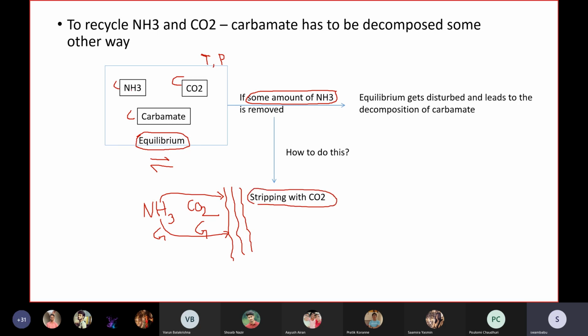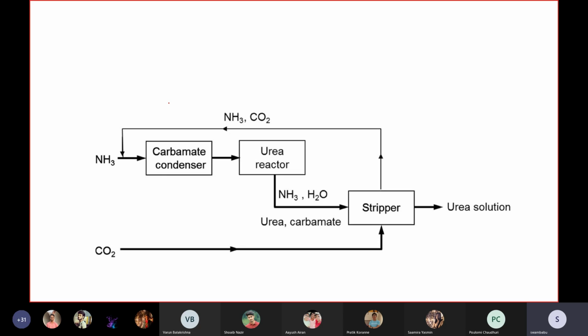So if I have an equilibrium mixture of ammonia, CO2 and carbamate, and I just pass some liquid CO2 through this, then I can extract some of the ammonia from here. I can remove some of the ammonia, and that way the carbamate decomposes back. So the modern processes look just like this. The typical modern process follows this route.